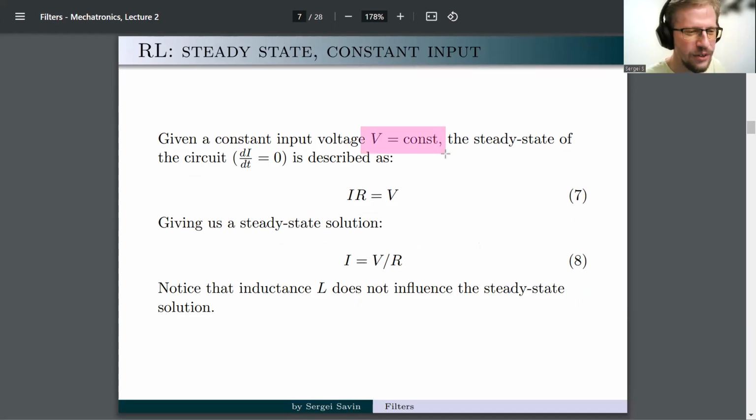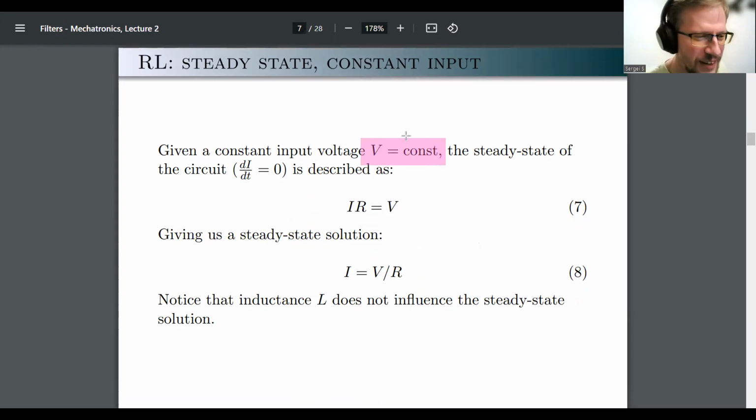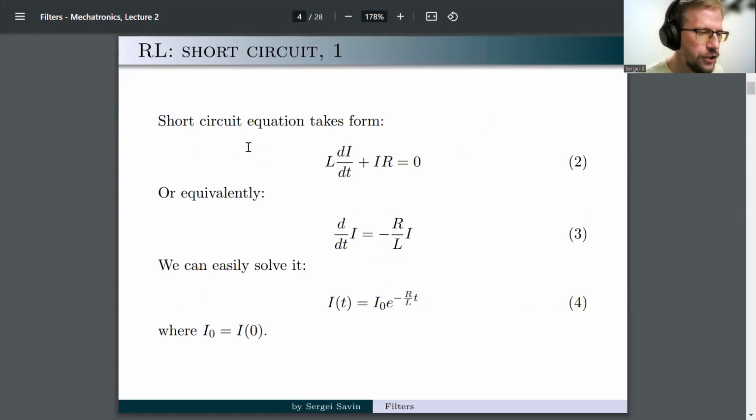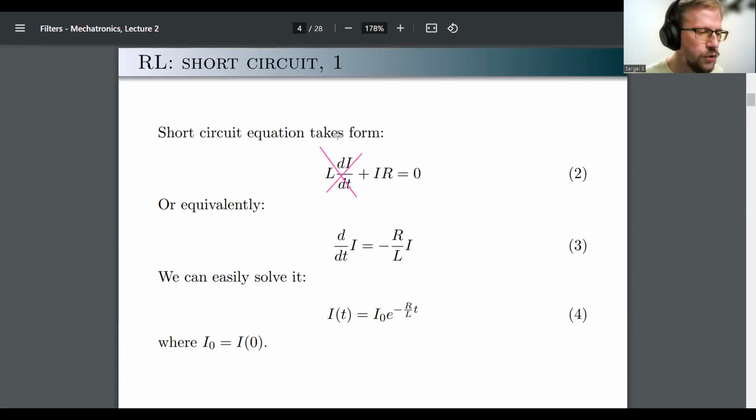So V is equal to some constant. The voltage is equal to just some number, right? And we can consider the steady state of the circuit. After the transient process is over, we will have some steady state. What does it mean to have a steady state? Well, let us go back to the equation. Steady state means that there is no change. So since there is no change, this guy will be equal to 0.